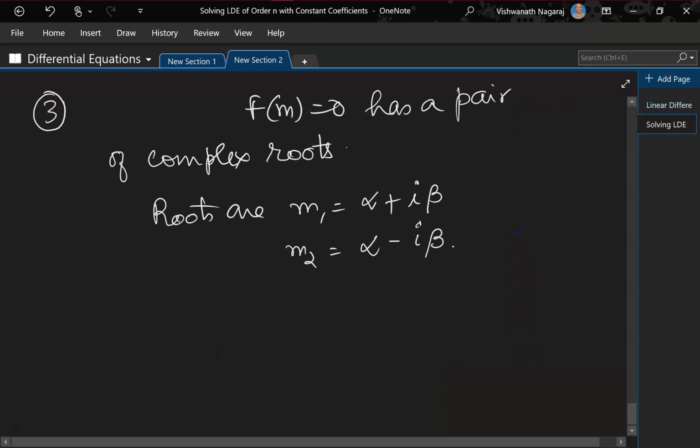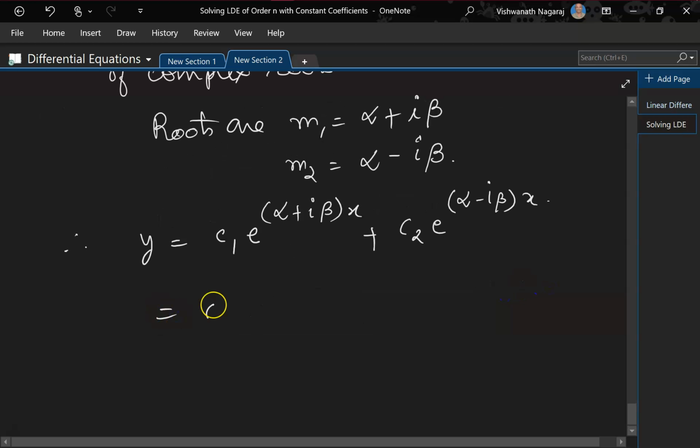So we have this pair of conjugate complex numbers as the roots of the equation. So therefore our solution would be, based on our previous derivations, C1 e to the power of m1x, remember, so (alpha plus i beta)x, plus C2 e to the power of (alpha minus i beta)x. Now let's open it up.